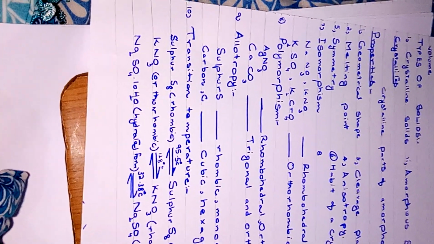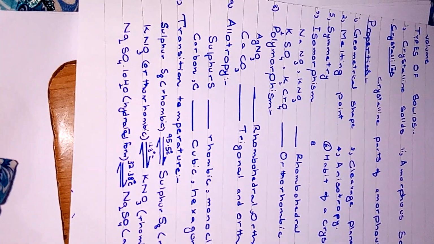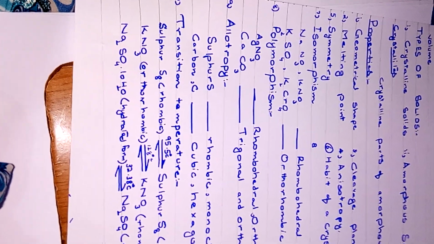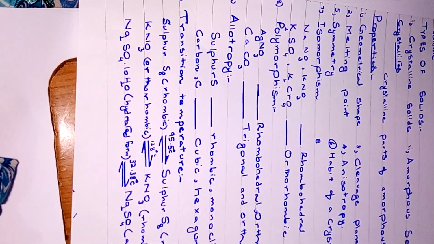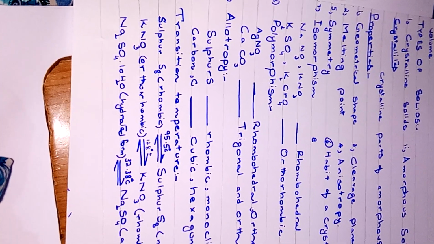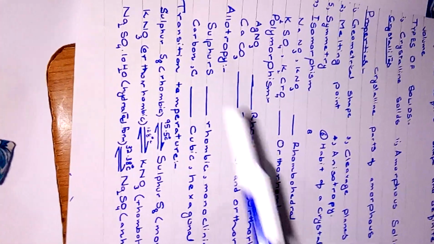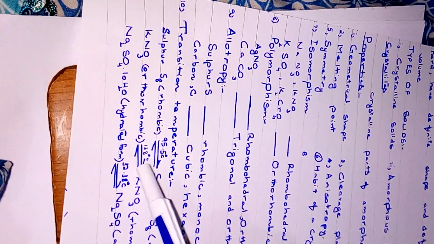Number 10 is transition temperature. It is that temperature at which two crystalline forms of the same substance can coexist in equilibrium with each other. At this temperature, one crystalline form of the substance changes into another form. These examples show the transition temperature.